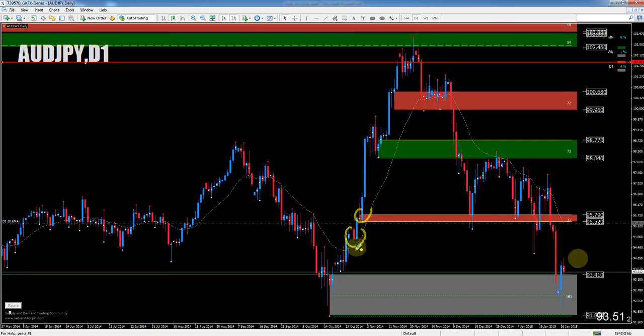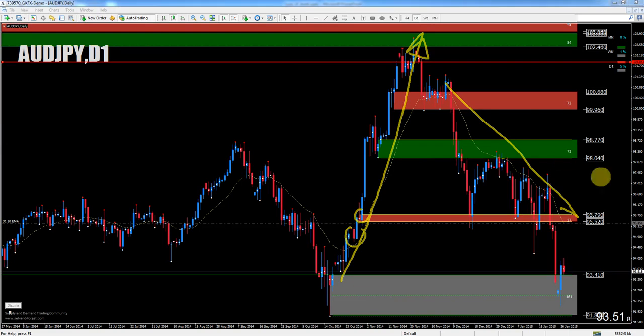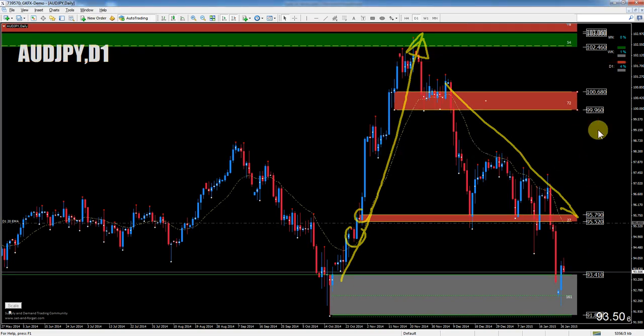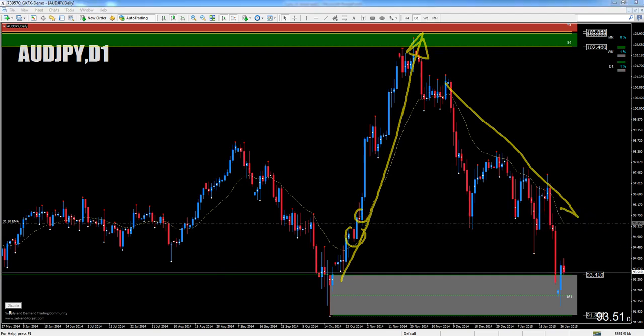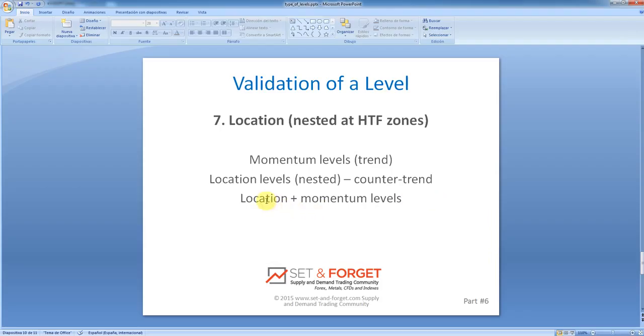These levels go with the upward bullish momentum, and this level on the way down, they go with the downward bearish momentum. Okay, so now we've got another type of level, which is the highest probability one, which is the location plus momentum level. This means that we have a trend, and then price realigns and drops into the highest time frame area with a trend, still with a trend.